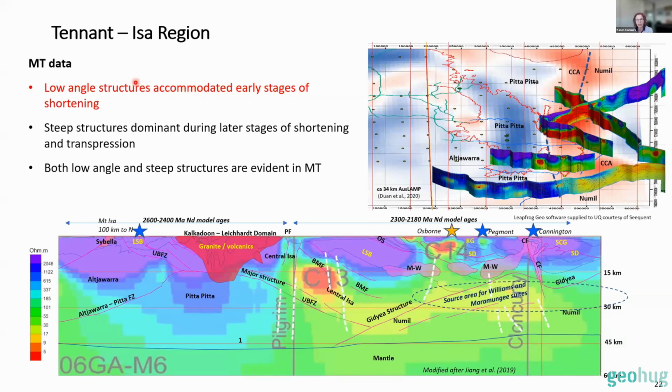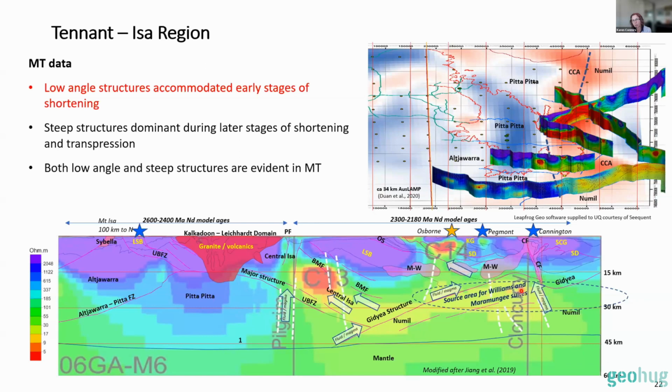So looking at this, and I will come back to this point where I can explain it a little bit better, I think the low angle structures dominantly accommodated the earliest stages of shortening, and then the steep structures during the later stage of the shortening and transpression. So we have both these steep and moderately dipping structures that we see in the seismic and the MT. And when you're thinking about your crustal architecture and your first order and second, third order fluid structures.